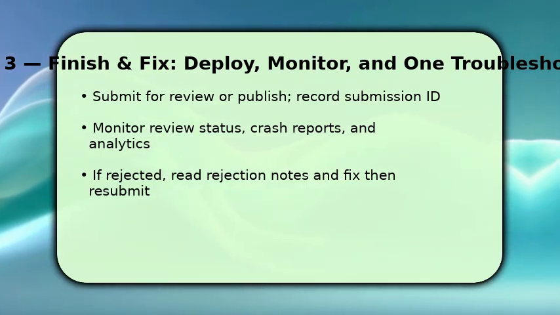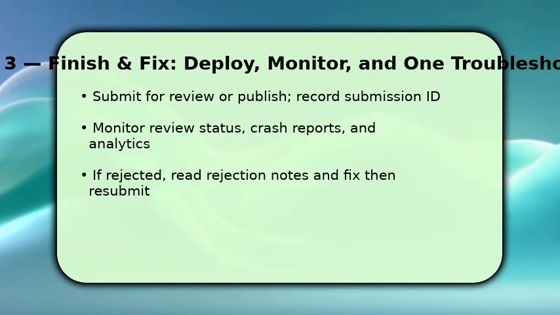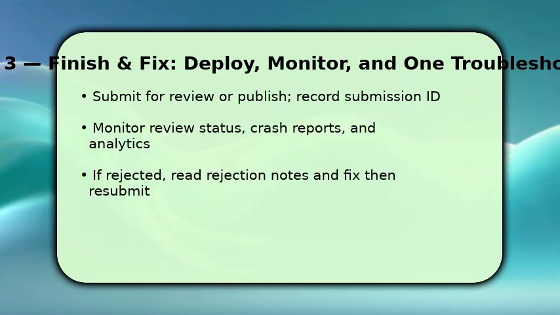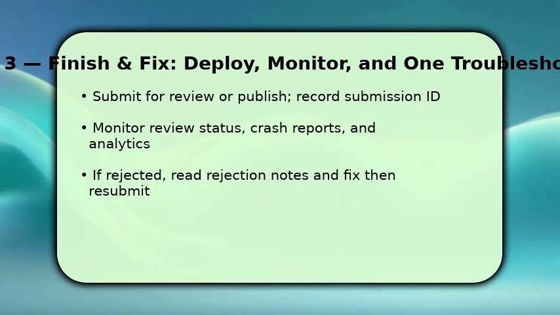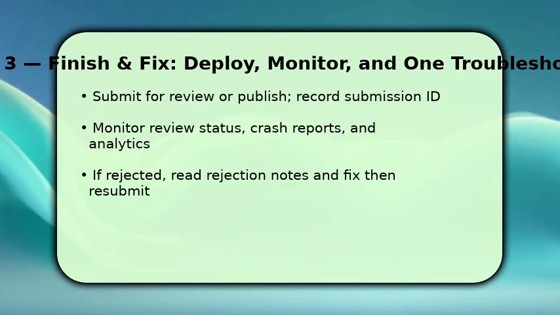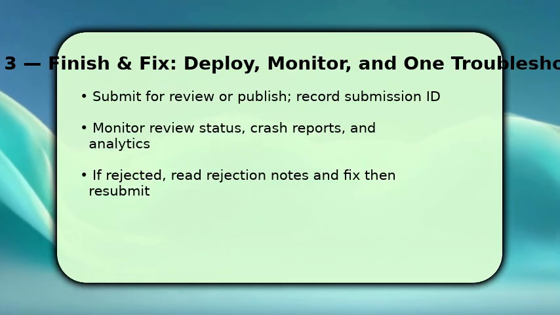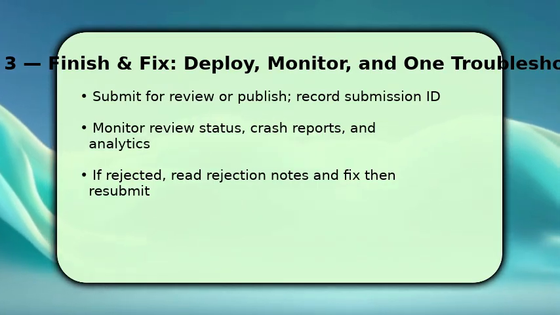Monitor status, crash reports, and early analytics after release to catch regressions quickly. If the update is rejected, read the reviewer notes carefully, fix the specific issue, and resubmit. Don't guess. One key troubleshooting tip: clear build caches, increment the build number, and re-upload a signed artifact. That resolves most processing and signature errors.